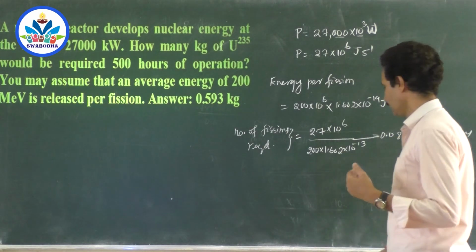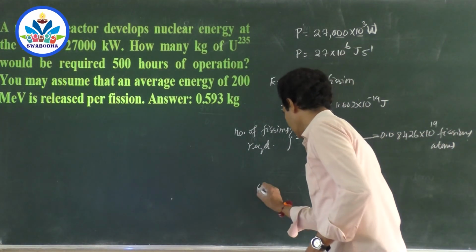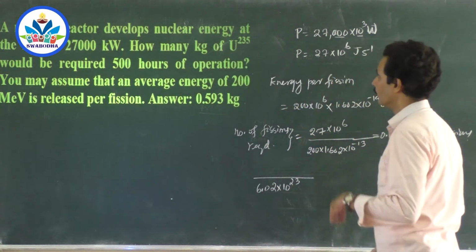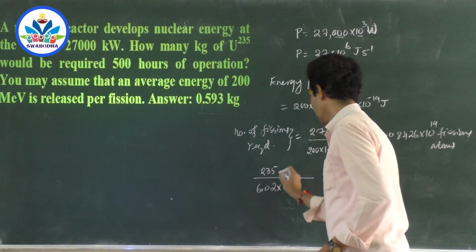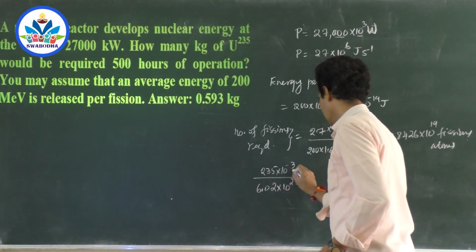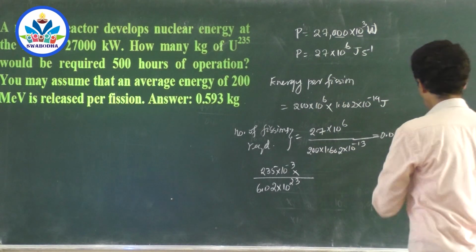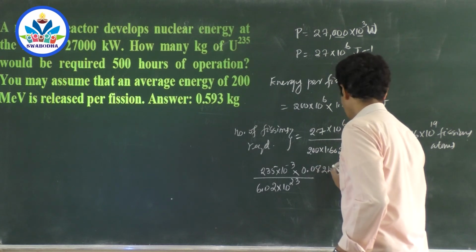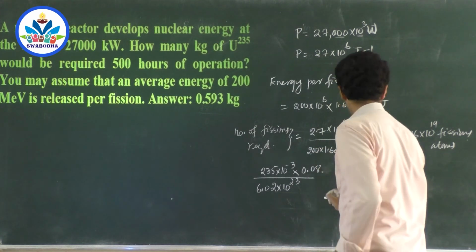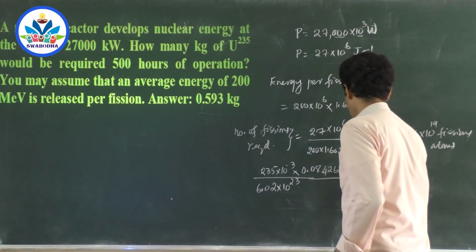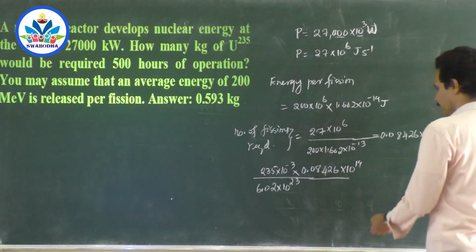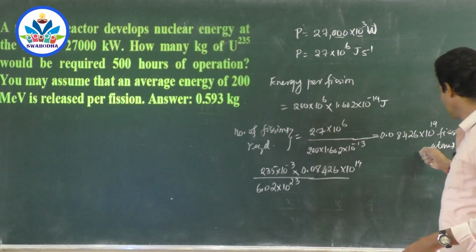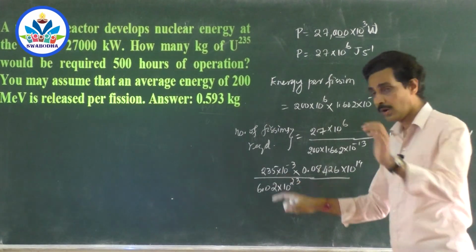For uranium-235, we have Avogadro's number of atoms, 6.02 into 10 to the power 23 atoms. They weigh 235 gram. I will convert it into kg. Then how much do 0.08426 into 10 to the power 19 atoms weigh? Because we need this many atoms per second. Remember, everything is per second. So these many atoms per second need how much mass per second?